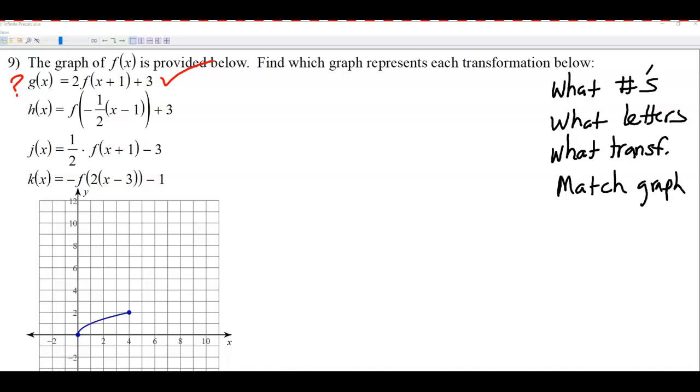Okay. So h of x is equal to f of negative 1/2 x minus 1 plus 3. Okay, so I'm going to use my cards this time to ask you guys some of these questions. So Armani, I care about what numbers here? Negative 1 over 2. Negative 1, positive 3. Good. All right. Good.